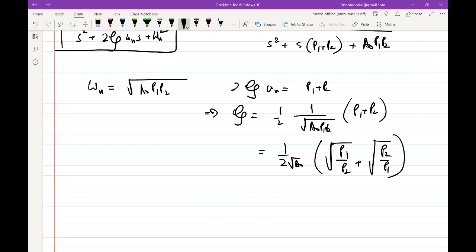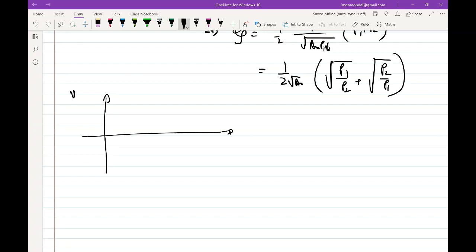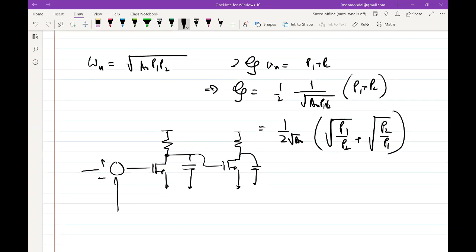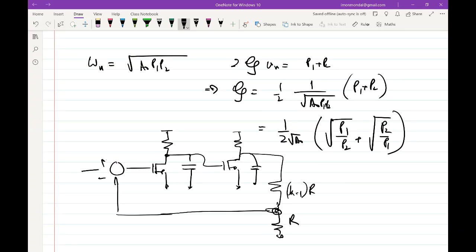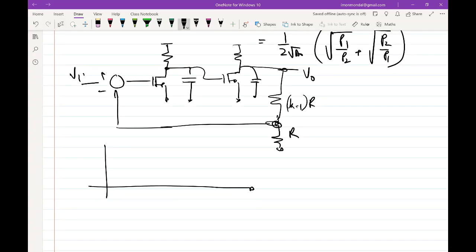Okay, fine. So the whole purpose of going here is because we already know something about this form. What do we know about this form? Can I relate the response of a second order system with respect to a step input? So in our case, let me sketch the circuit once again before.